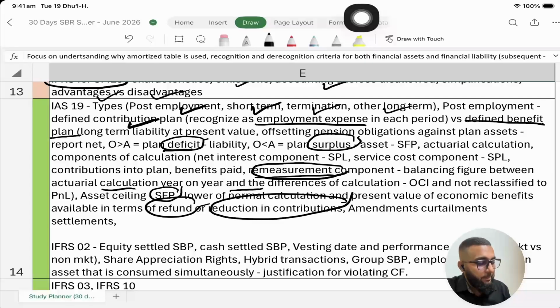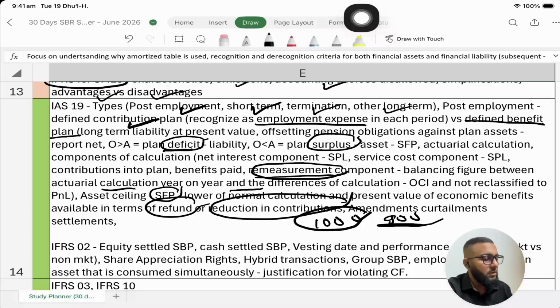Now, let's say based on normal calculation, the asset value is 1,000, but the present value of economic benefits that are being brought in is 900. Although this value is higher, the asset ceiling requires you to use the lower value. So this is the amount. This is the cap.